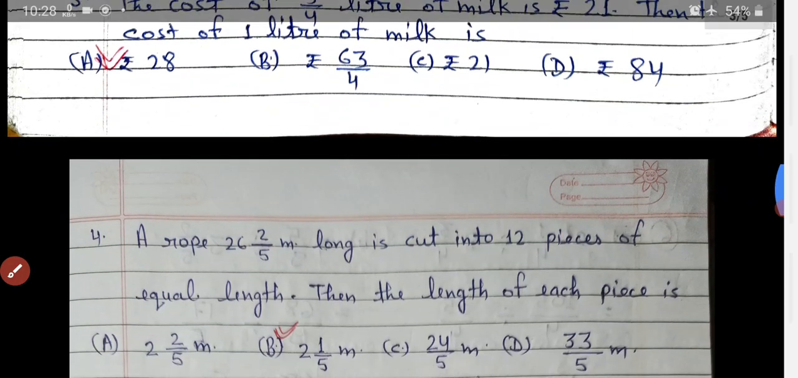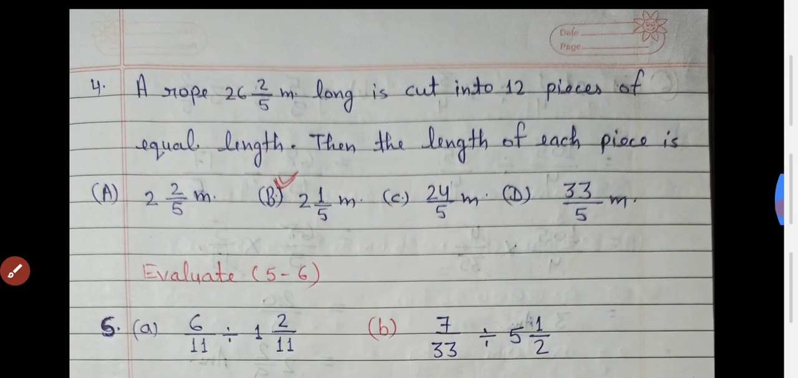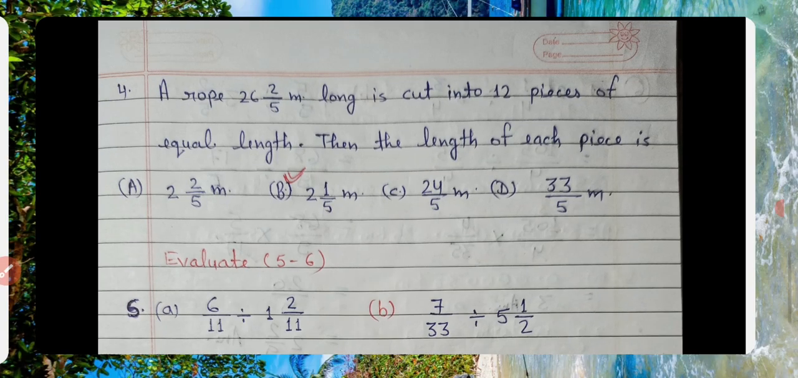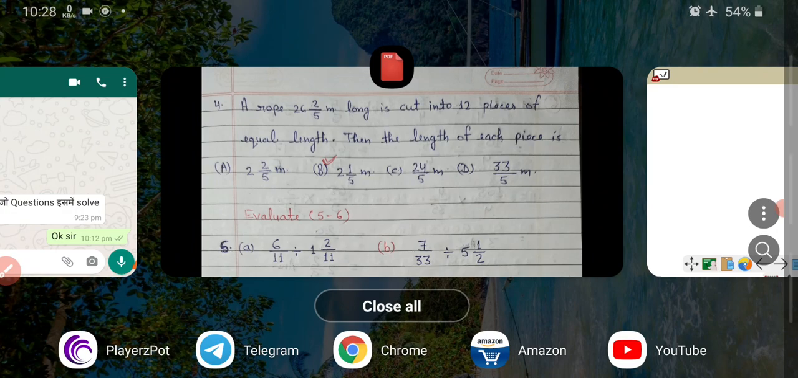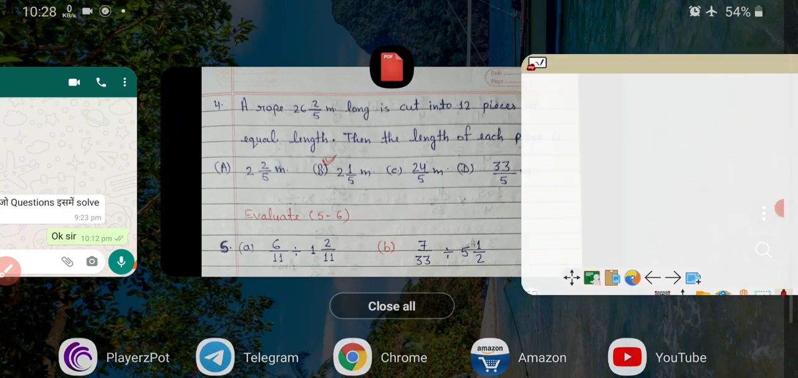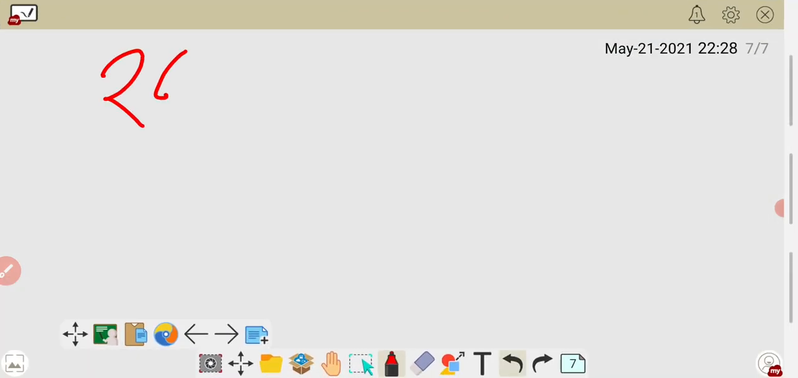Question number 4. A rope 26 2 by 5 meter long is cut into 12 pieces of equal length, find the length of each piece. Okay, that question I am going to solve on the board. Just look here. What is the total length? It is 26 2 by 5 meter length.